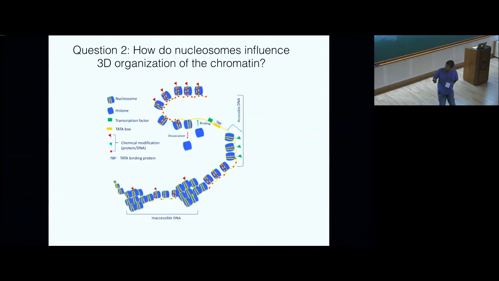I'll mainly talk about the second part of the chromatin organization, which is how nucleosomes influence the 3-dimensional organization of chromatin. As you can see, nucleosomes play an important role in 3D organization, and there are a lot of details which I wouldn't go into, like certain marks, post-translational modifications, and so forth.